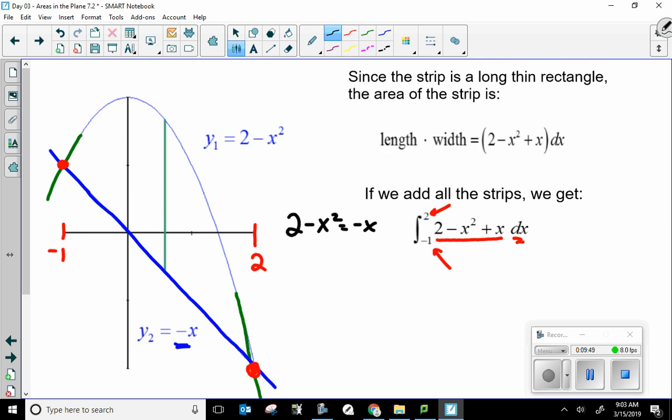I'm going to bring everything on the left side over to the right. So I'm going to subtract 2 and add x squared to both sides. We're just going to do this really, really quickly. So I've got 0 equals, I have a positive x squared, a minus x, and a minus 2.